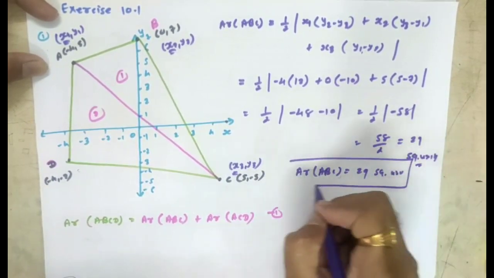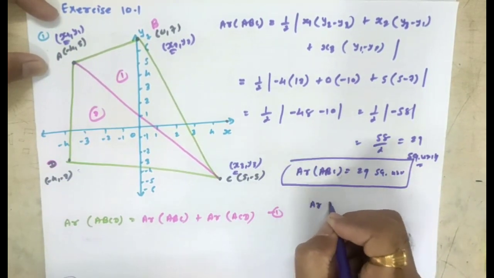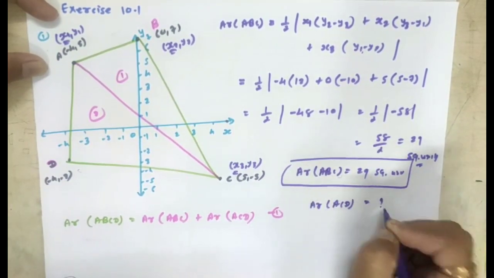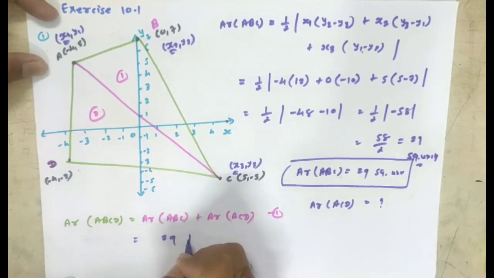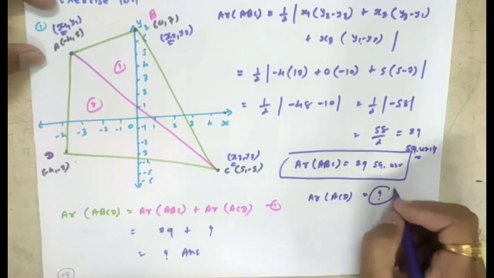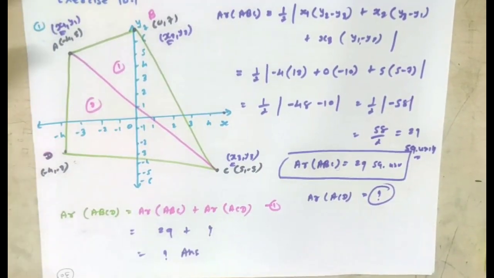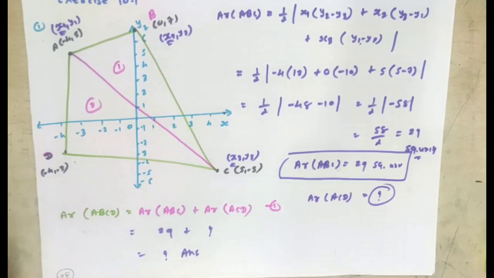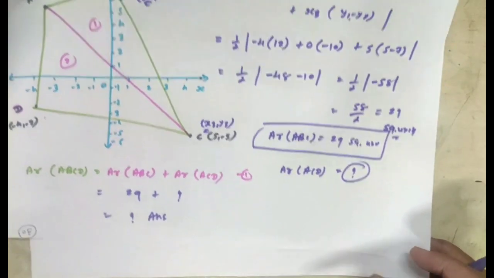Similarly, you can find the area of triangle ACD. You have to find ACD, put the values here, and this will be your answer. Done? It will be done? Yes or no? You will have to do it, otherwise what is the point if you don't give the answer. Question number 2.